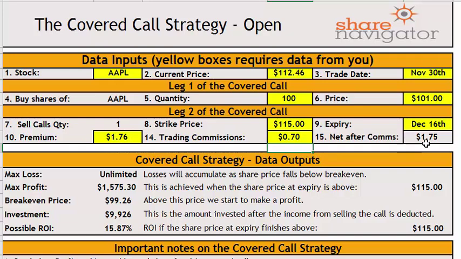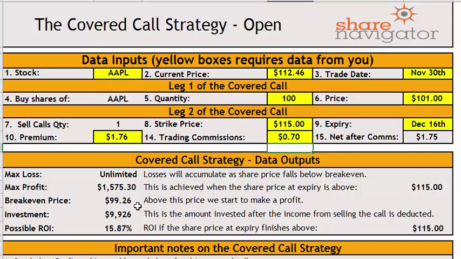The great news for you after that is you don't have to input any more data. Everything else is calculated out for you. So let me go through some of the data. Our max loss in this strategy is still considered to be unlimited, because if the share price continues to fall below the break-even point, your losses continue to accumulate. Your profit, however, is limited, and our max profit potential with this particular trade we've put in here is 1,575.30. And this is achieved when the share price at expiry Friday is above $115.